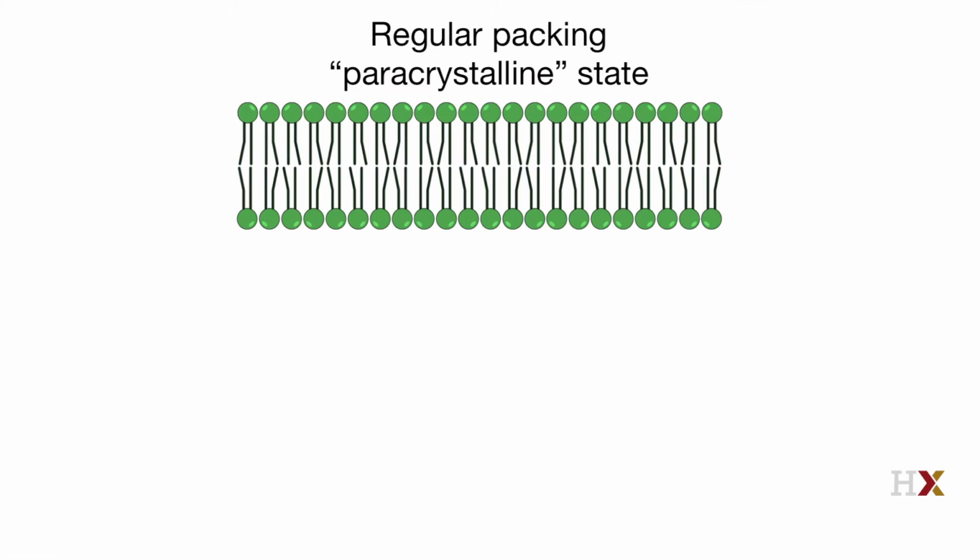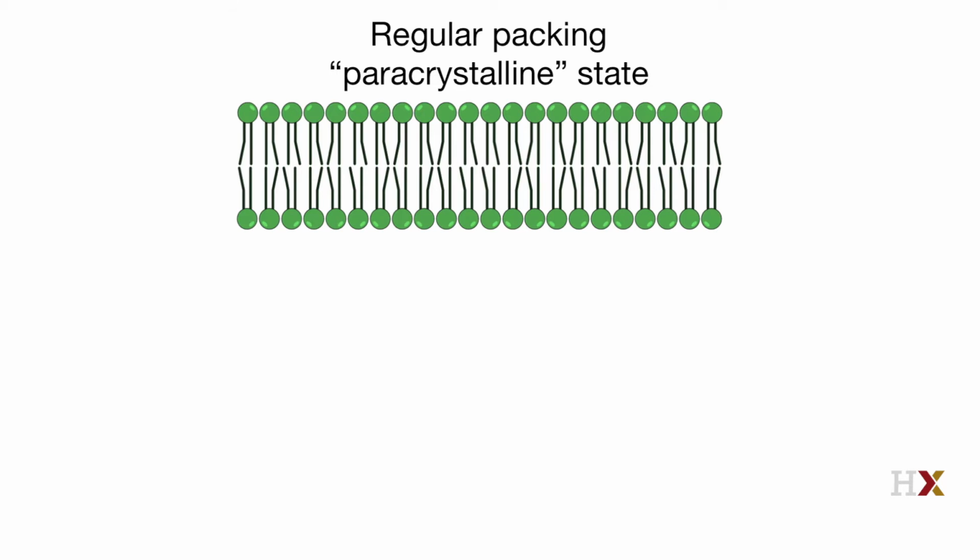So the lipid composition affects membrane fluidity. The simple rules that we discussed when we talked about the melting temperature of fatty acids apply to phospholipids. In a membrane, if you have phospholipids with saturated long fatty acid tails, these phospholipids will form dense, regular, packed structures. This membrane is then in what is called a paracrystalline state with low fluidity.